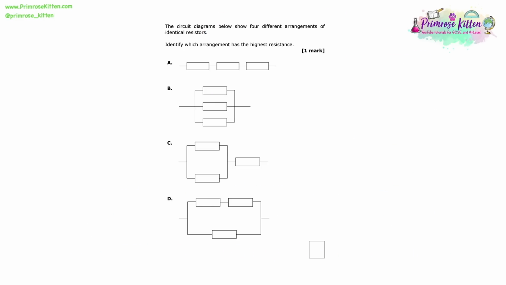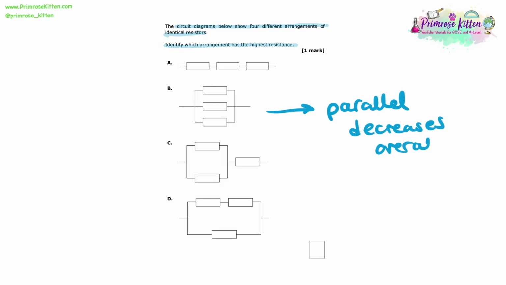The circuit diagrams below show 4 different arrangements of identical resistors. Identify which arrangement has the highest resistance. Now, what's really important for us to know here is that when we place resistors in parallel, what we do is we reduce the overall resistance. It's actually less than the individual resistances. And that's because you've given this current more options as to where it can flow.